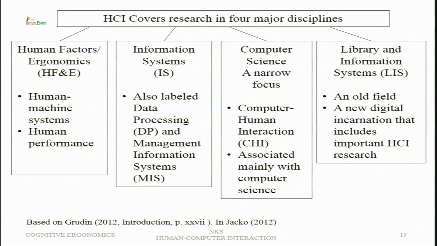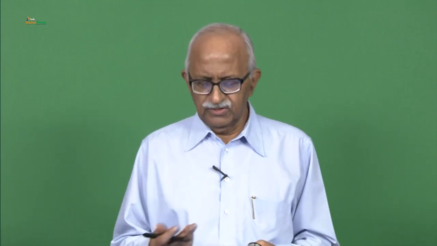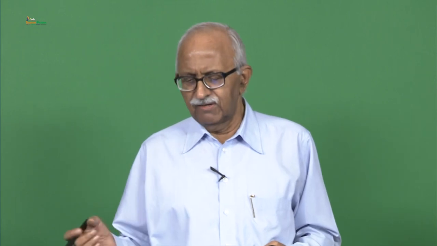computer-human interaction. So HCI or CHI, they refer to the same thing. Some people want to write it as human-computer, or some people want to write it as computer-human interaction. Then it's associated mainly with computer science. So largely, for example, how the memory is to be upgraded, how much information can be handled, speed of information processing, and coding. So these points become relevant there.